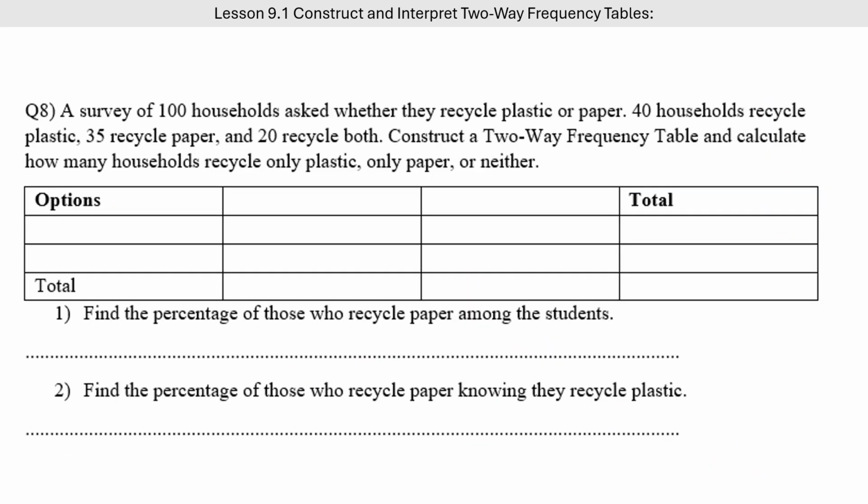Check how we can construct overall the two-way frequency table. A survey of 100 households asked, yani total persons who are surveyed are 100. So remember the grand total we always write over here. The grand total. Okay. Now whether they recycle plastic or paper. Now I have two conditions, one recycling the plastic, one recycling the paper.